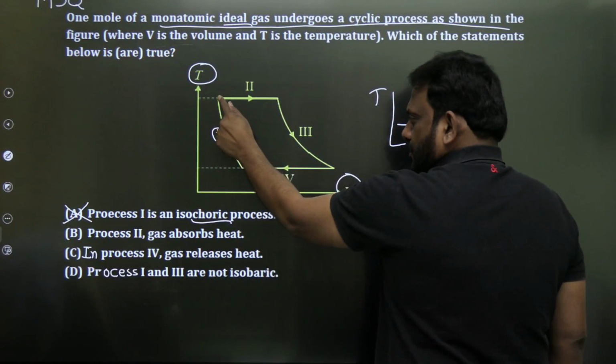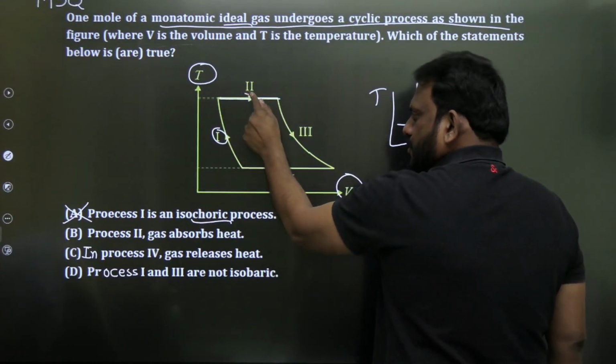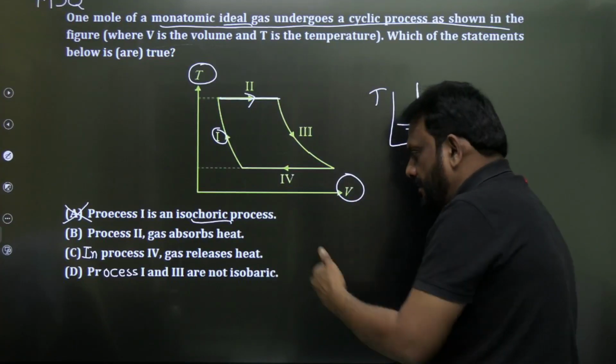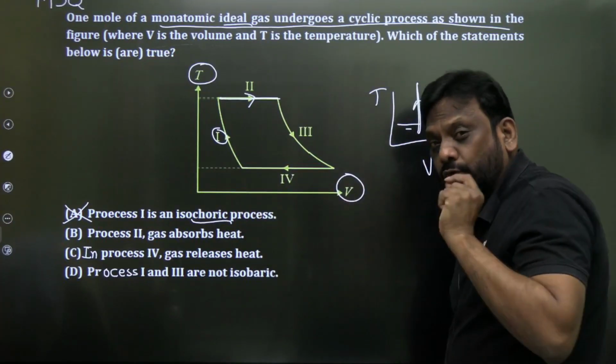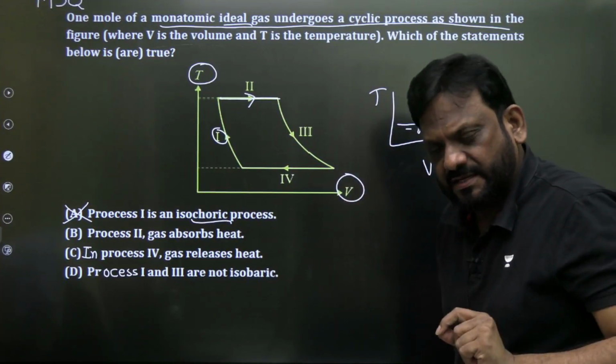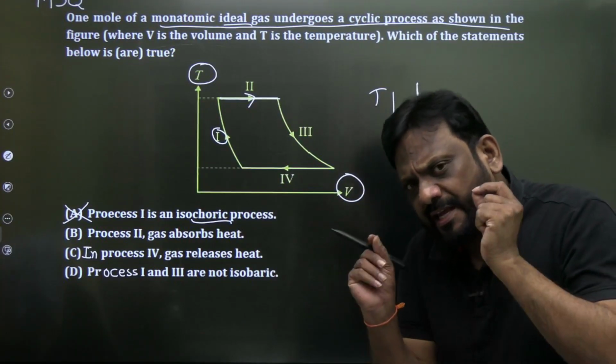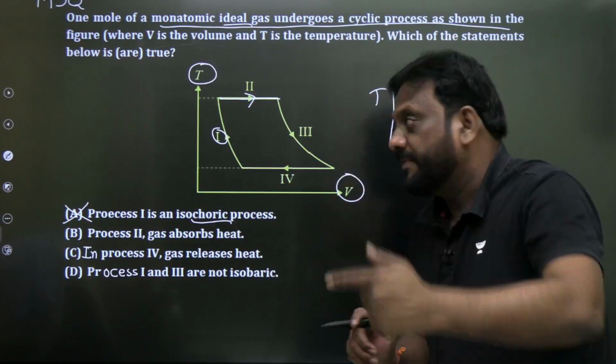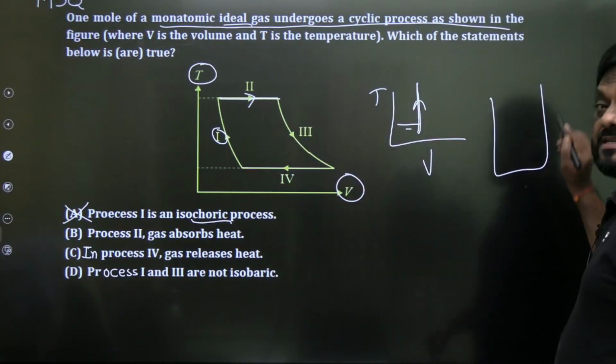Dekho, what is process 2? Process 2 is isothermal expansion. Why are you calling it expansion? Because volume is increasing. I have told you very clearly in my regular plus classes. In isothermal expansion, heat is supplied to the system. Kaise? I explained something like this.